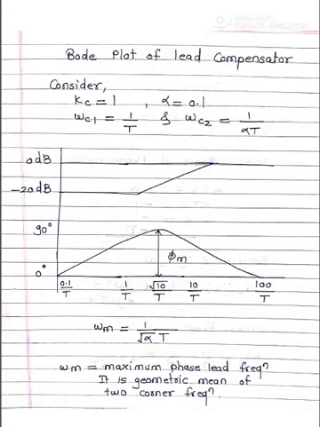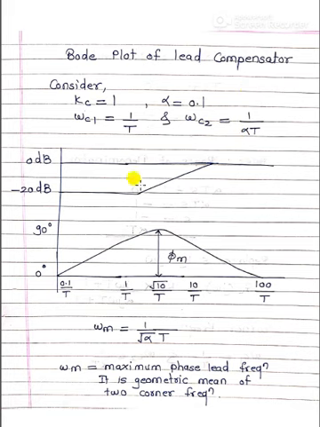Hello students, today we will see the Bode plot of a lead compensator. Here, the assumptions are Kc equal to 1 and alpha equal to 0.1, omega C1 is 1 upon T, and omega C2 is 1 upon alpha T.